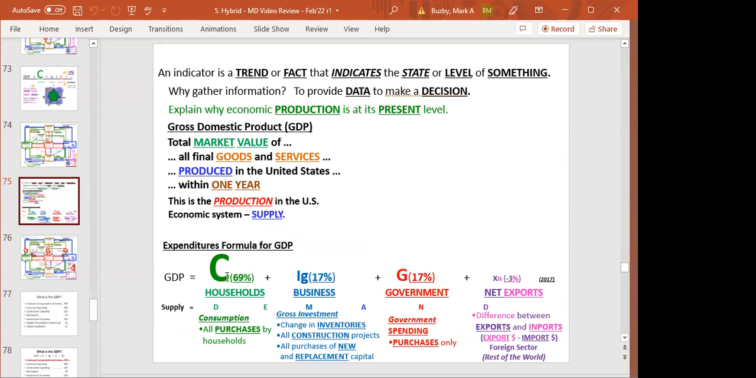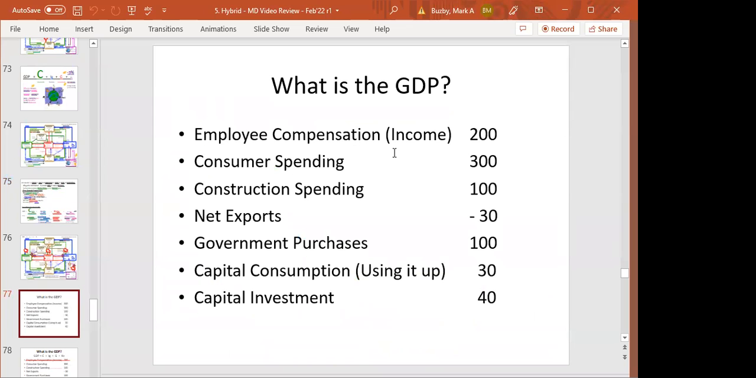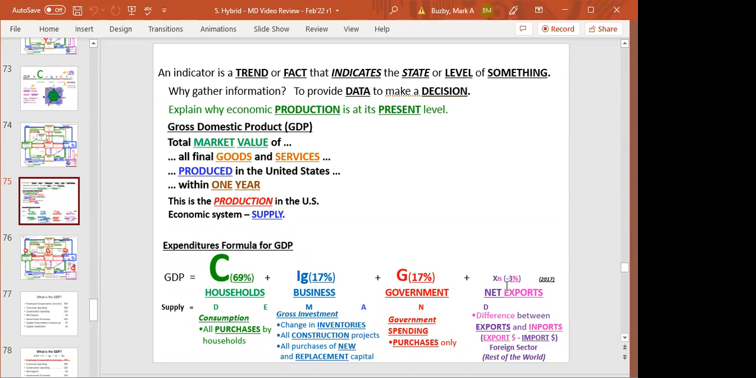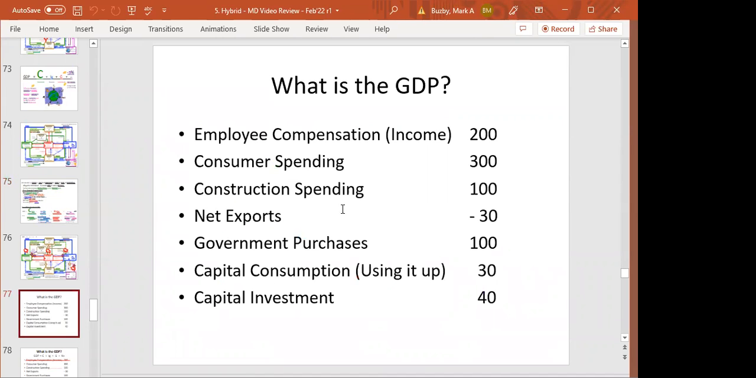GDP equals C plus IG plus G plus XN. Just write those down at the top of the sheet. Then, does employee compensation, in other words, income, fall in any of these 3 areas? Now, first off, they shouldn't, because the key part there is that these are all spending. That one says income.